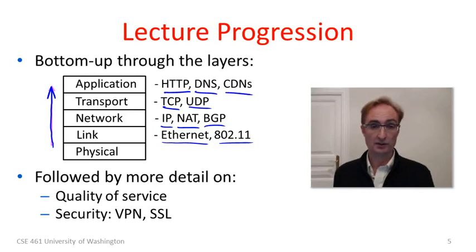After we go up through all of these layers and we've seen the whole structure of the Internet, something from every layer, we'll then delve into more detail in particular topics which will become more important in the future of the Internet. They include quality of service and security, where we'll cover mechanisms such as VPNs and SSL.